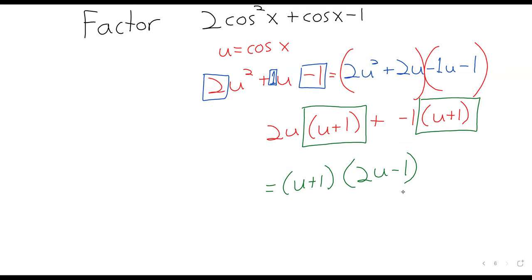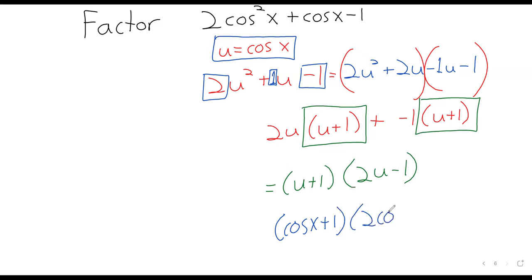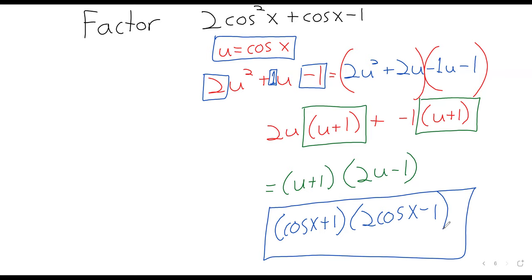And then, of course, that's not quite our answer, but we know what U is. We know that U is the cosine of X. So we get the cosine of X plus 1, times 2 times the cosine of X minus 1, and there's our factoring.